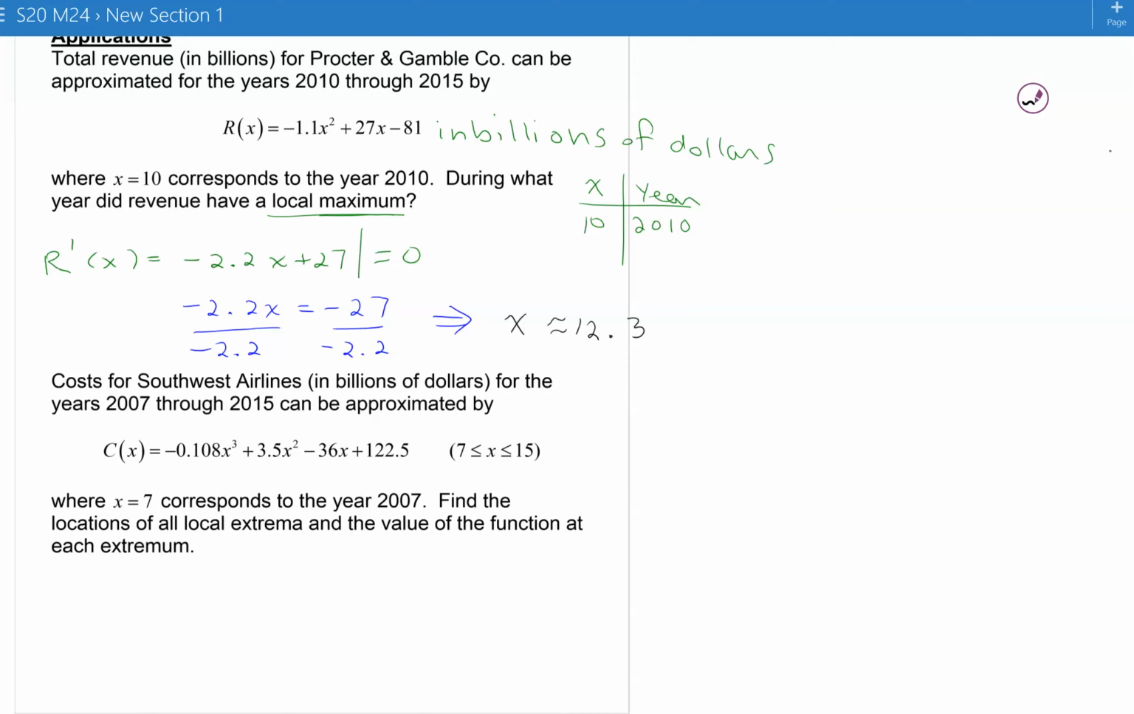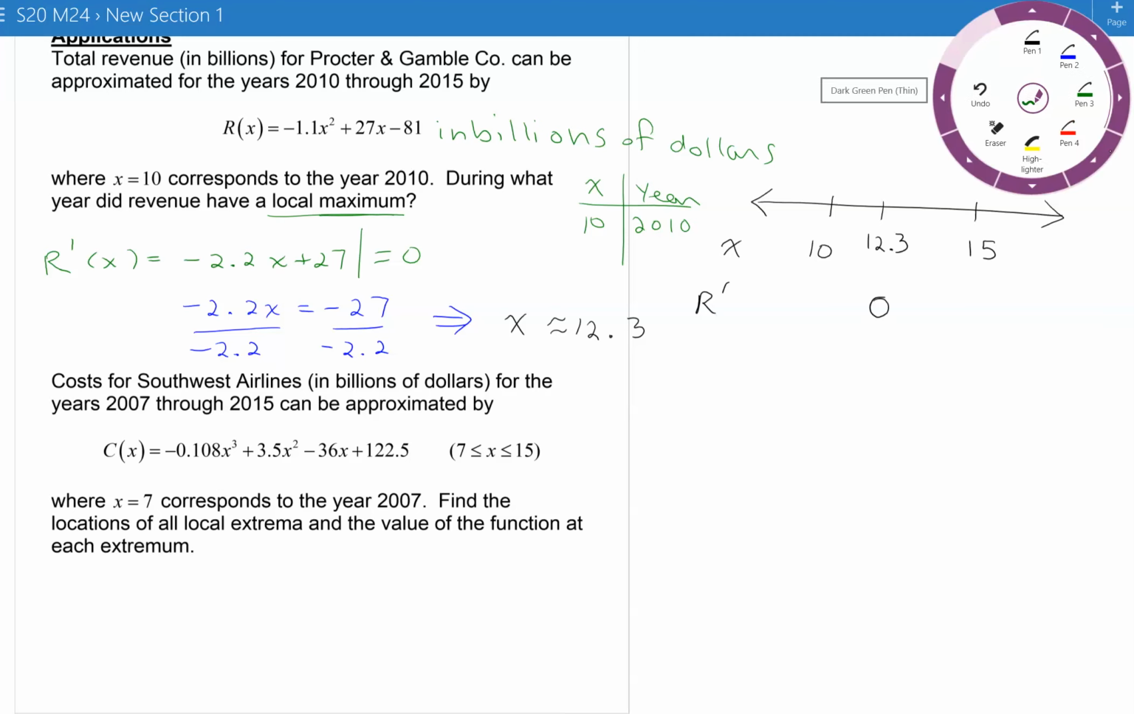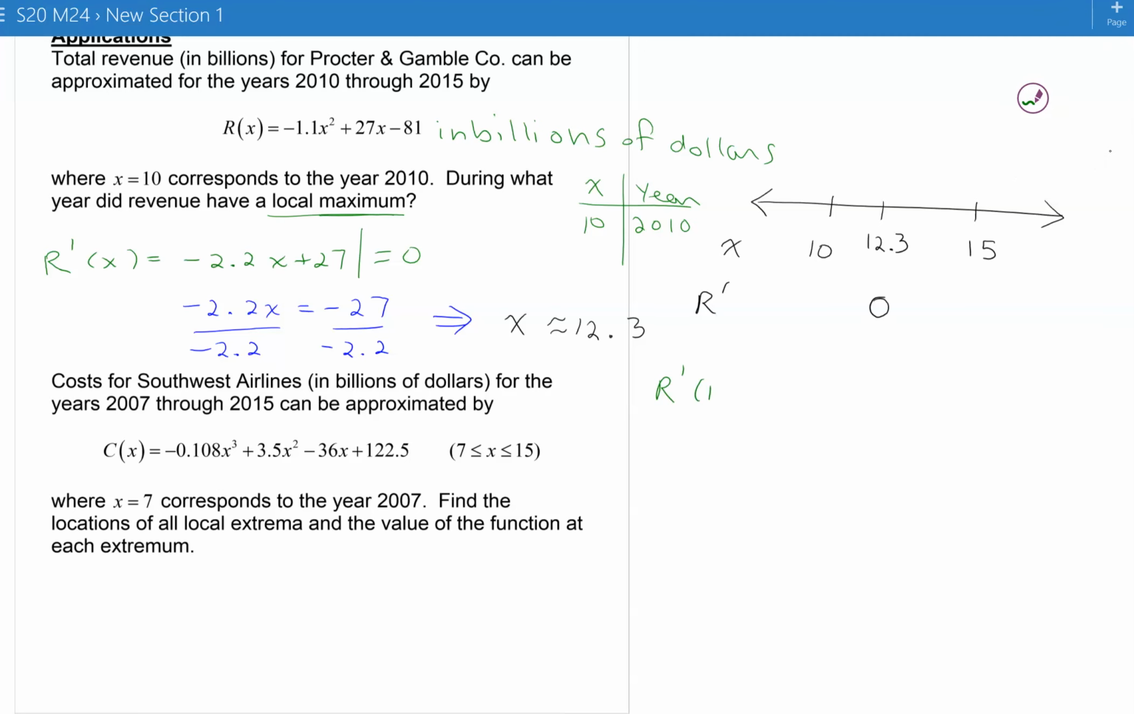So this is not enough to declare that it's a max. All you know is that the derivative is 0 here. So x values, let's see, we have 10 is where this function begins to be valid, and then 15 is where it stops being valid, and then 12.3 is the point we have found where the derivative is 0. So now we need to check the derivative in the first interval. So let's check r prime of 10.